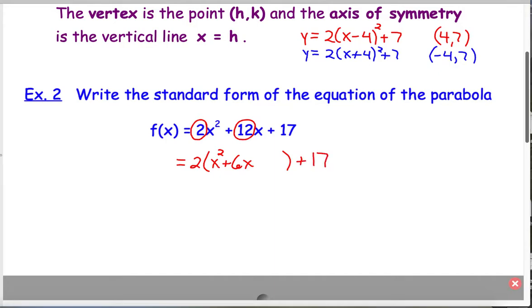To make sure you did it correctly, if you distributed the 2, you should wind up with exactly what we started with. All right, so now the next step is we would like what's in the parentheses to be a perfect square, which means we want to be able to factor it, and the 2 factored binomials will be exactly the same.